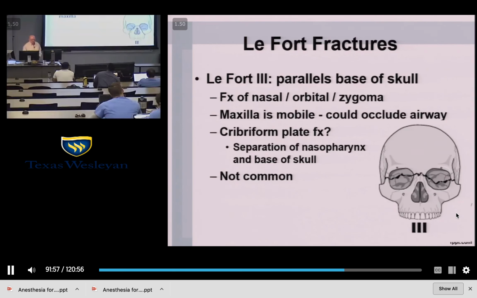Le Fort 3 fracture, so it parallels the base of the skull. It's a fracture of the nasal bones, orbital bones, and the zygoma. In this case, the maxilla is fully free and mobile and could cause airway obstruction. This isn't common at all, and I don't know that I have seen it. I'm not sure that I've seen this. I have seen Le Fort 1 and 2 fractures before.